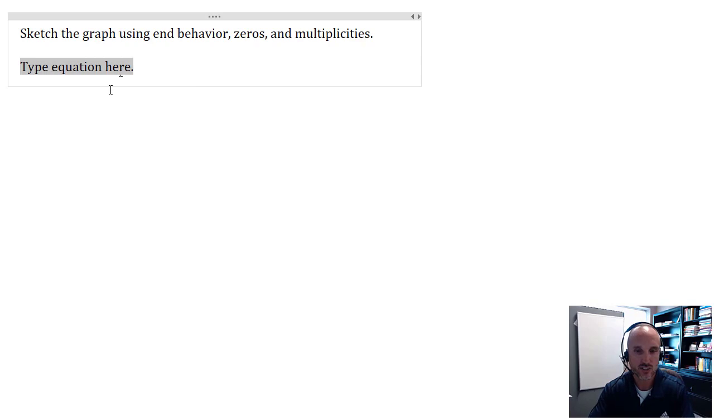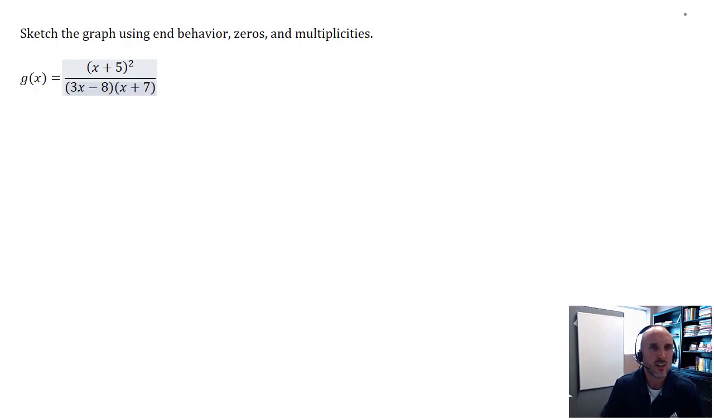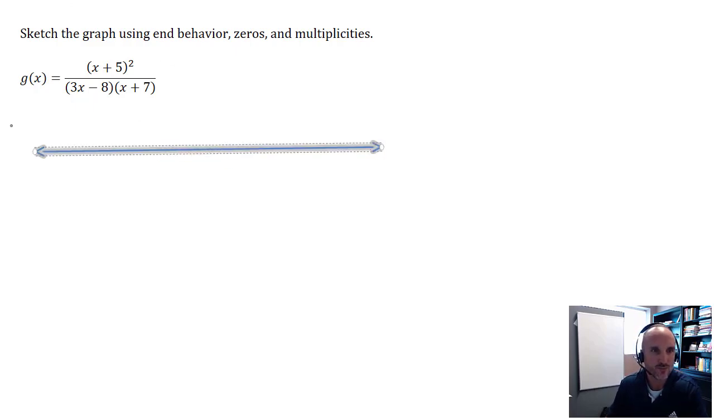Same instructions, but now let's work with a different function. How about g of x equals the fraction where the numerator is x plus 5 quantity squared and the denominator is 3x minus 8 times the quantity x plus 7. In this case, it's already factored, so we already know our zeros and multiplicities. I'm going to indicate those on a number line chart.